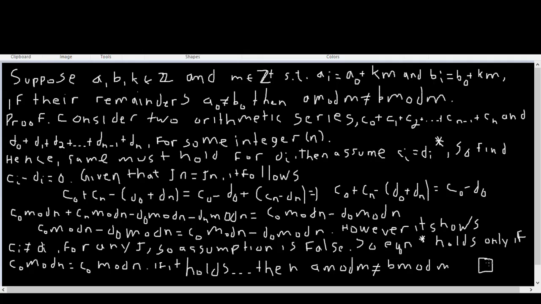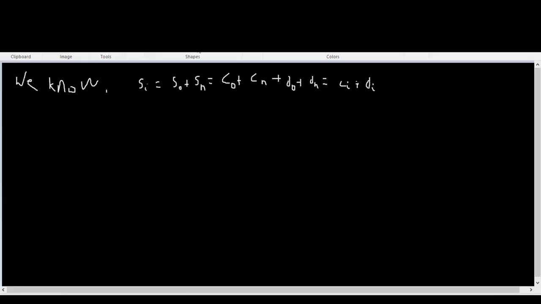Therefore, for any arithmetic equations, a sub i equals a sub 0 plus mk, and b sub i equals b sub 0 plus mk, if their remainders do not equal each other, then a mod m can't equal b mod m. End of proof.